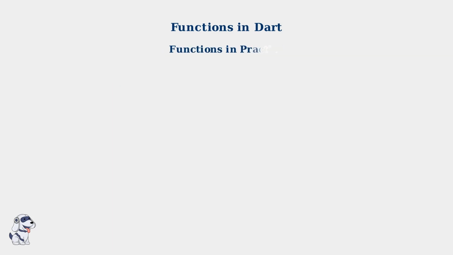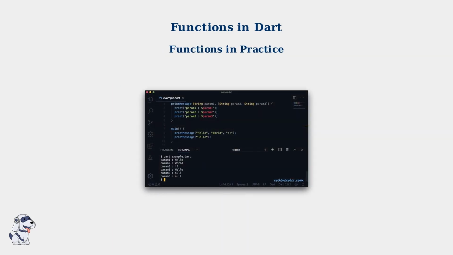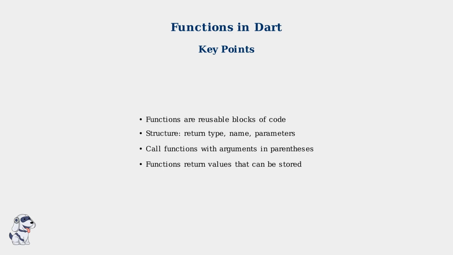Functions make your code more organized and reusable. Instead of writing the same code multiple times, you can create a function once and call it whenever you need that functionality. This example shows a more complex function that takes multiple parameters, including optional ones. Functions can be as simple or as complex as needed for your specific task. Understanding function structure is fundamental to writing clean, efficient Dart code. In the next section, we'll explore parameters and return types in more detail.